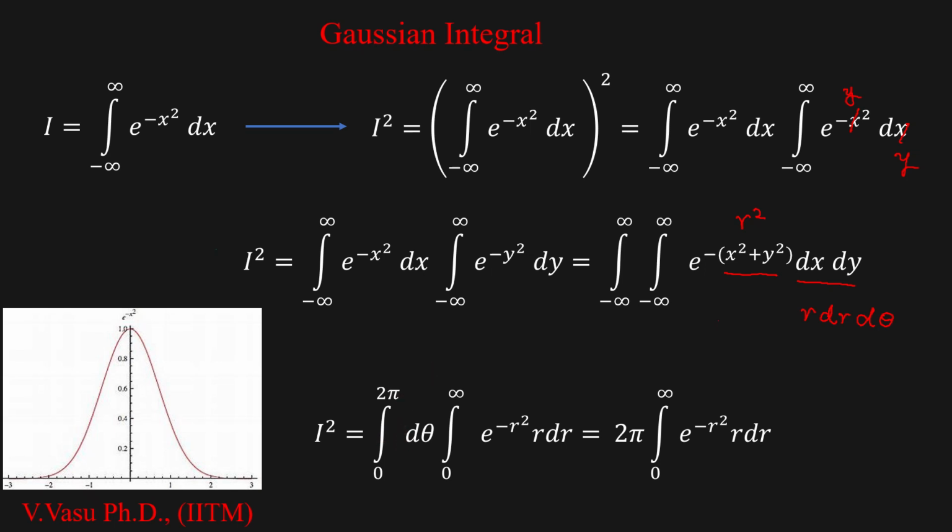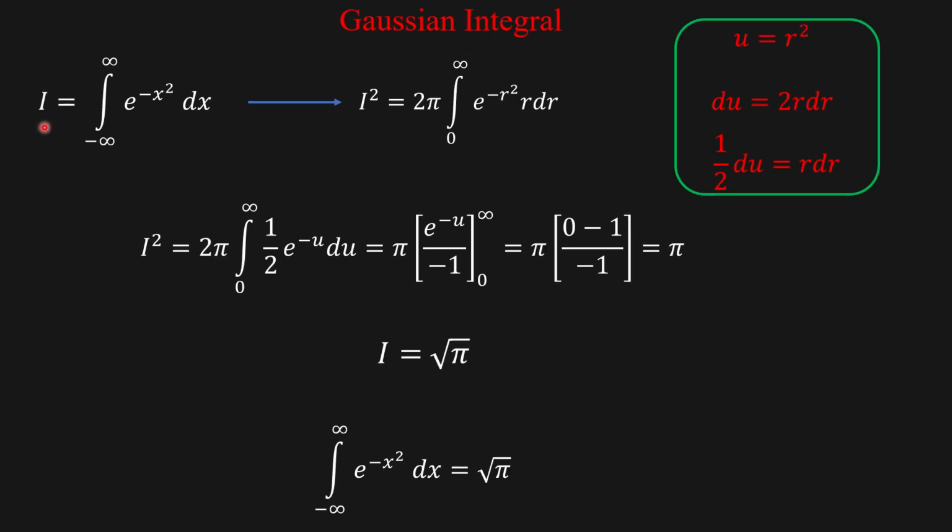So the value of the first integral is 2 pi. Then you can keep the second integral as it is. I squared is equal to 2 pi times the integral from 0 to infinity of e to the power minus r squared multiplied by r dr. Now we will simplify it further.